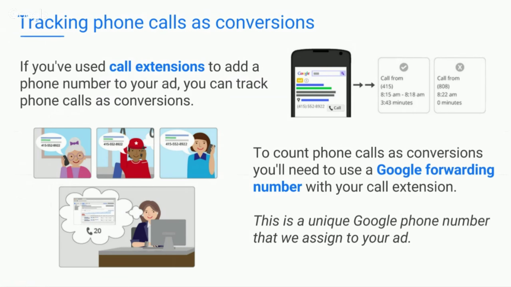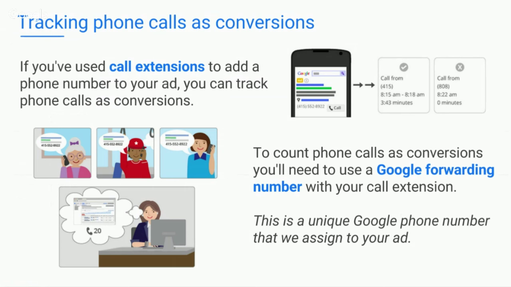Now, tracking phone calls as conversions is a bit different, but it could still be done. To track phone calls as conversions, you have to make sure you're using call extensions to add a phone number to your ad. So you can track phone calls as conversions. Now, to make sure we can actually count them and attribute them back to AdWords, you have to take advantage of using a Google forwarding number with your call extensions.